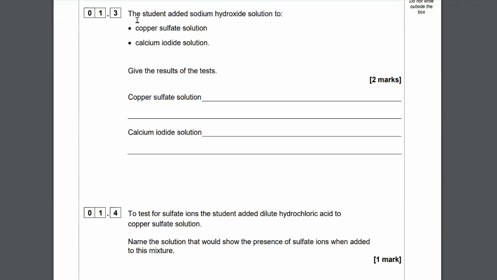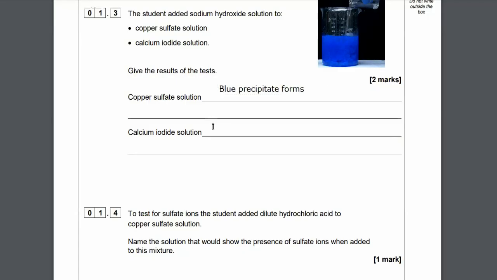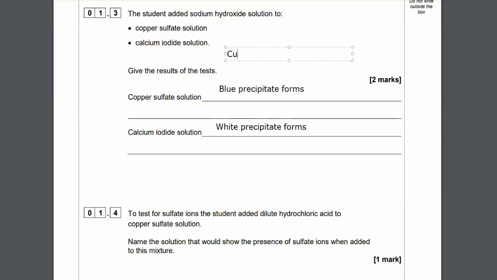1.3, the student added sodium hydroxide solution to copper sulfate solution and calcium iodide solution. Give the results of this test. This is the precipitate test. So when you add sodium hydroxide to certain metal ions, like copper, it forms a blue precipitate, a blue solid. If you add it to calcium ions, which would be found in calcium iodide, you get a white precipitate.